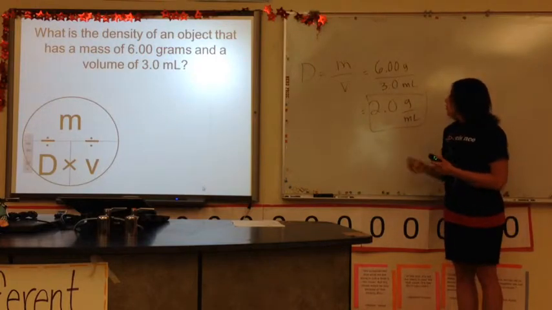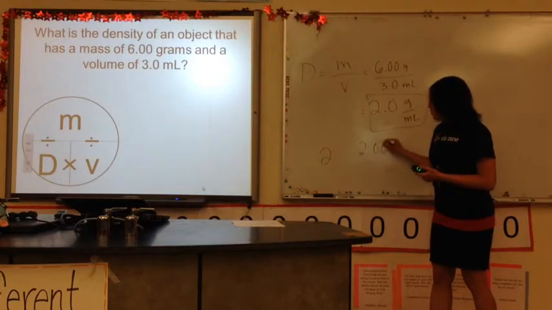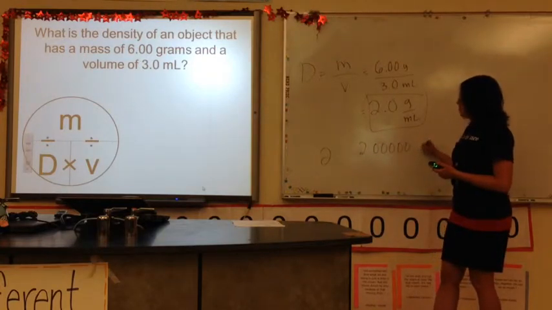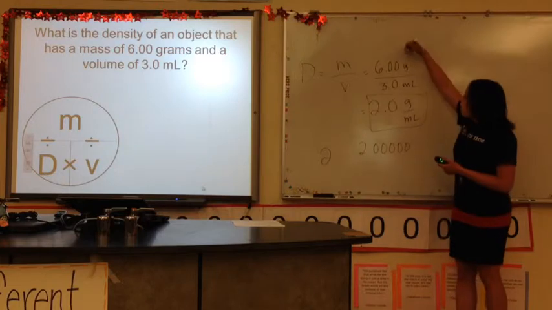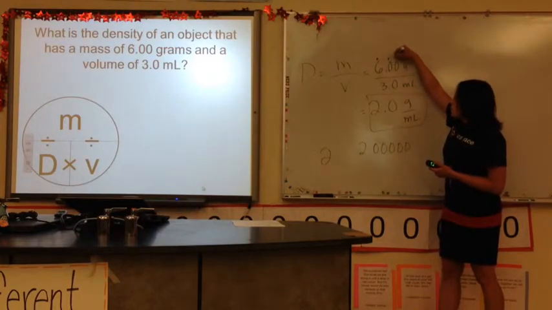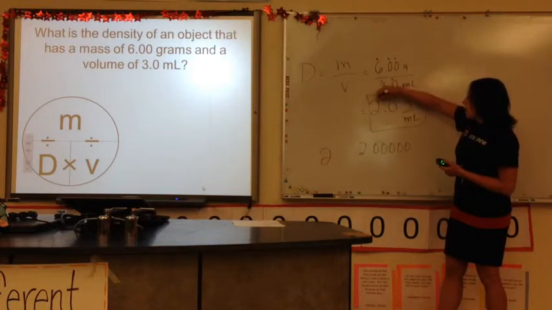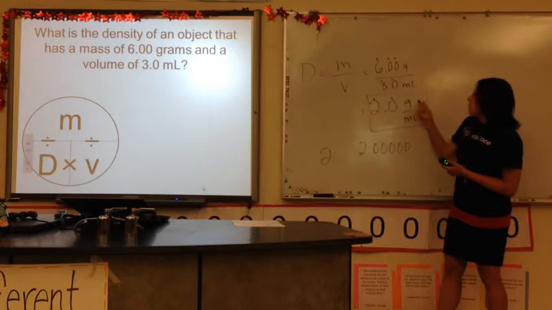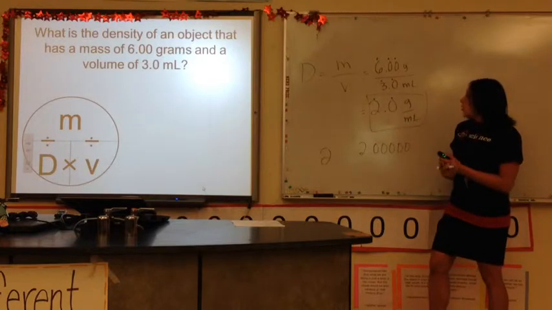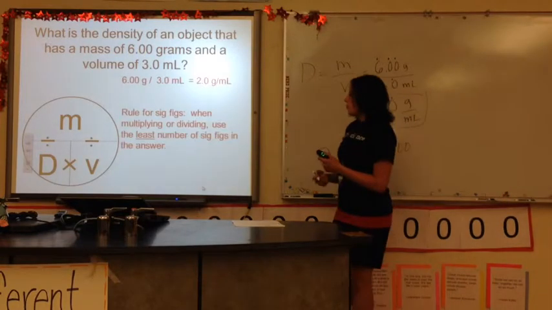Now, you may wonder, why didn't I just say 2? Or why didn't I say 2.00000 grams per milliliter? Well, when you're counting up your significant digits, this has 1, 2, 3, this has 2. You can only know your answer to the fewest number of significant digits when you're multiplying or dividing. So that means your answer should have 2 significant digits.